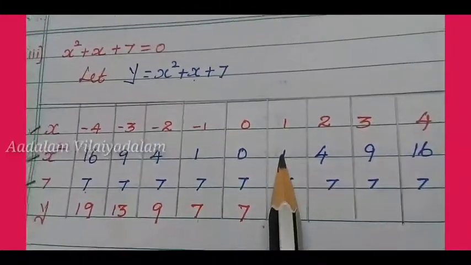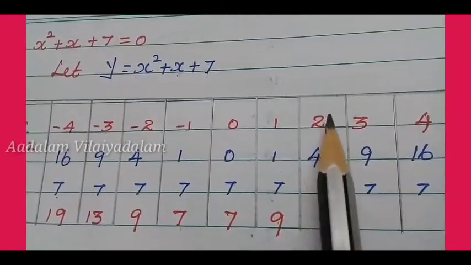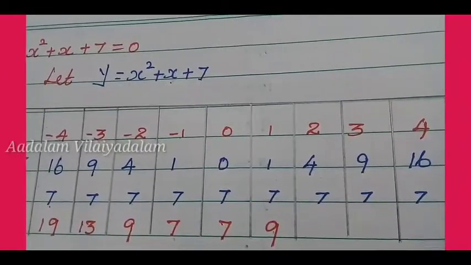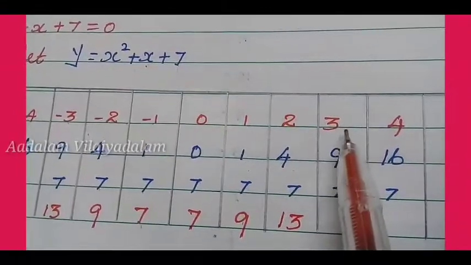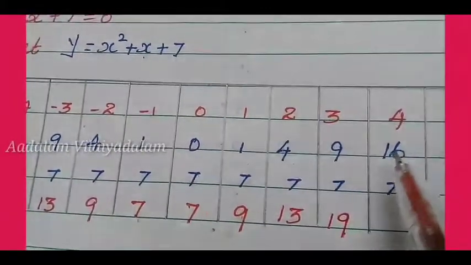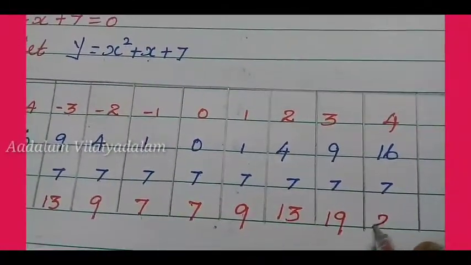So 1 plus 1, 2, 2 plus 7, 9. Here also 4 plus 2, 6, 6 plus 7, 13. 9 plus 3, 12, 12 plus 7, 19. 16 plus 4, 20, 20 plus 7, 27.